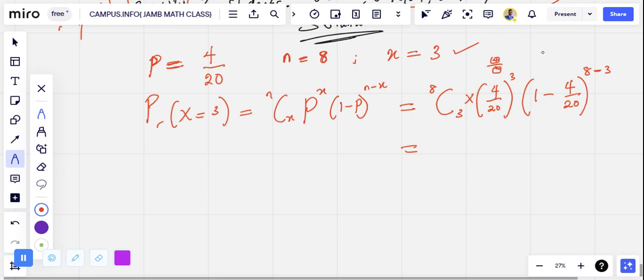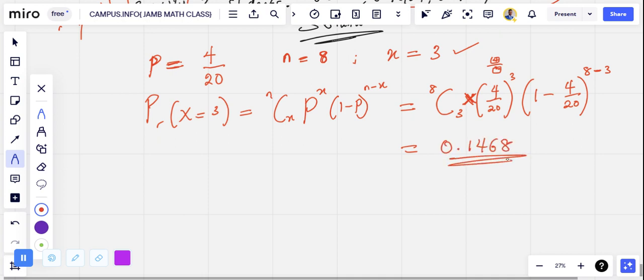If you do that, what are you going to have, guys? I want to do that from here. I don't have the calculator here with me, but I have the app. So I want to quickly use the app to get the final result for this and see how it's going to be. 4 over 20 to the power of 3 times 1 minus 4 over 20, then raise to the power of 8 minus 3. So guys, after pressing this, I put the times, so I inserted this times.